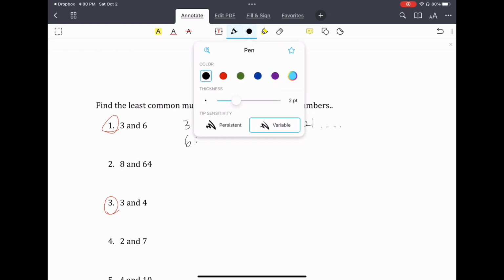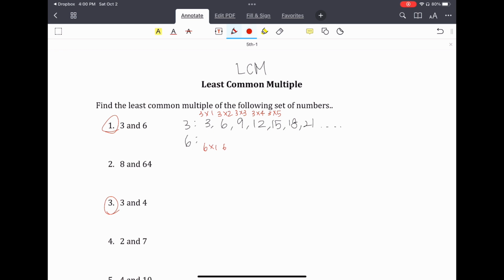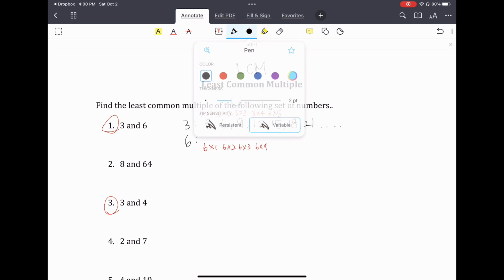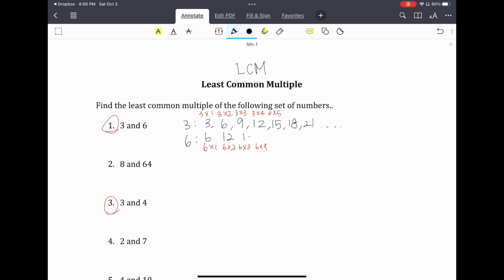Now 6 is the same thing. We're really doing 6 times 1, 6 times 2, 6 times 3, 6 times 4, and then keep going on. So 6, 12, 18, 24, 30, 36, and it keeps going on. As you can tell, it says least common. So the first common number we see here is 6. Since that's the first common multiple we see, that is your LCM for 3 and 6.